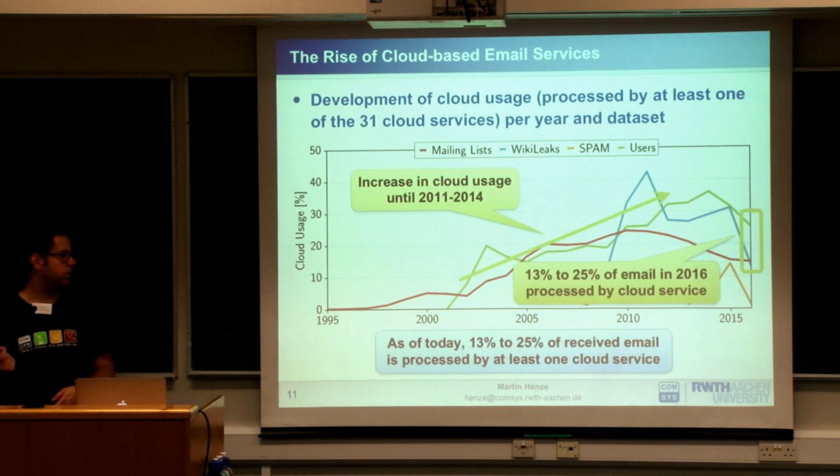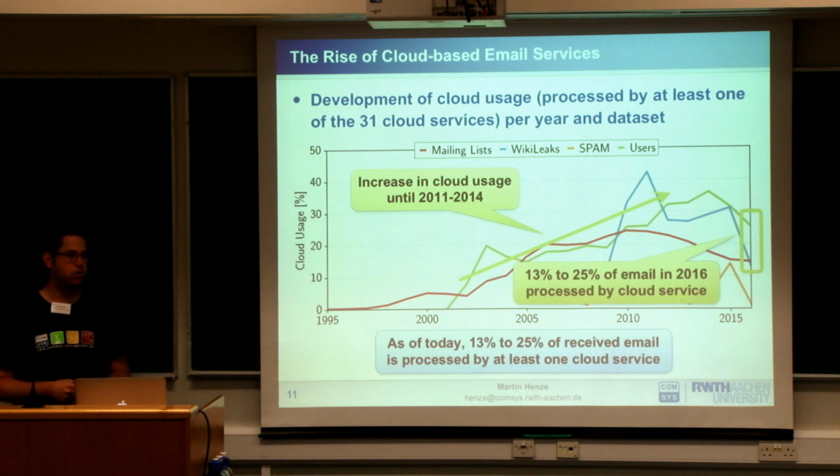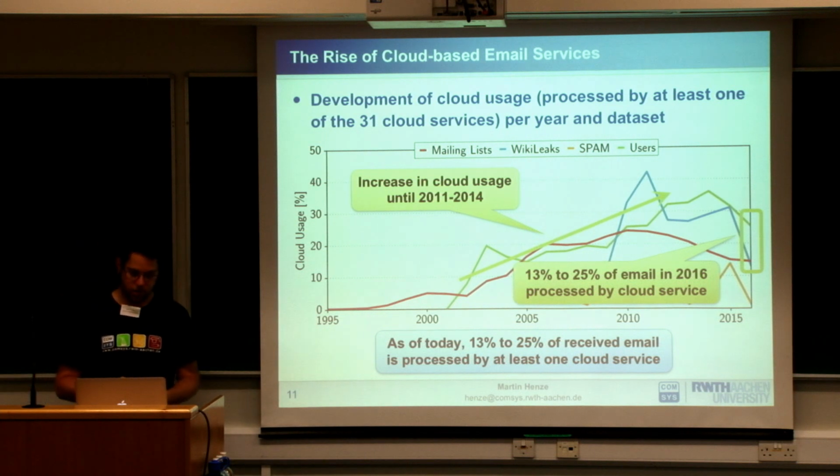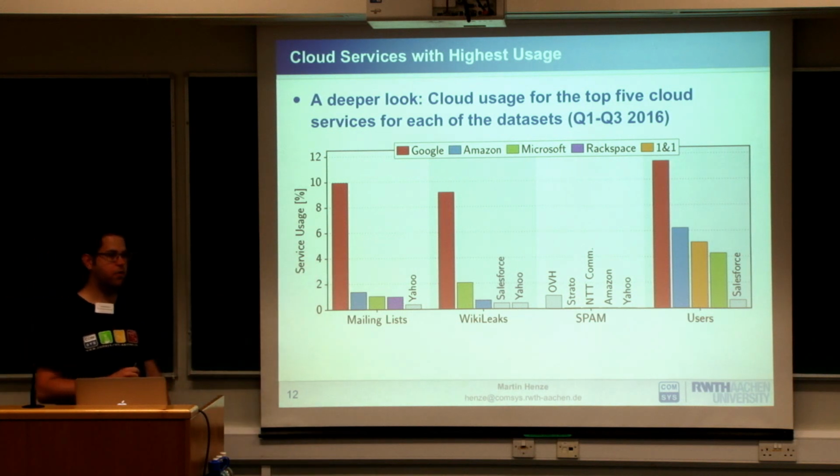And here, our definition is one cloud service. So a lot of emails actually get processed by more than one cloud service. So then we set out and had a deeper look and thought, who's causing that? So for each of the data sets, we plot the 5 top cloud services by usage.